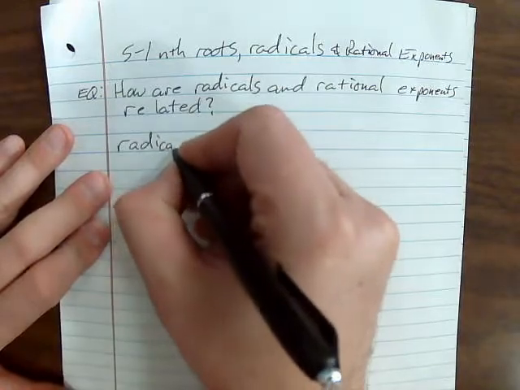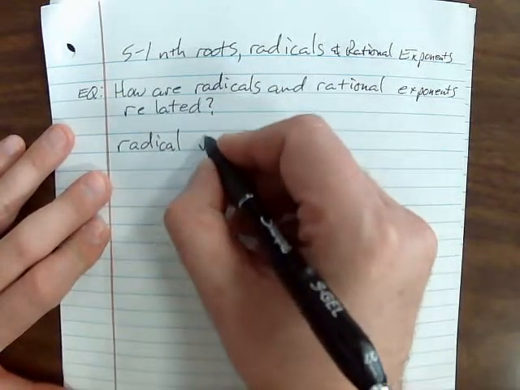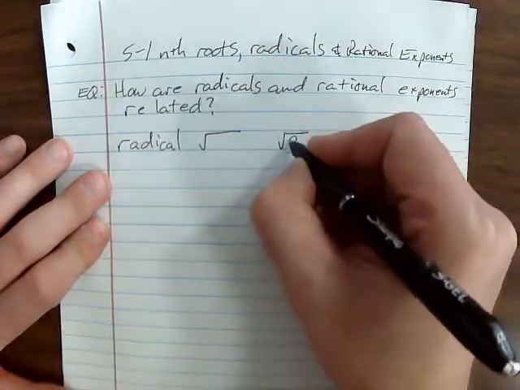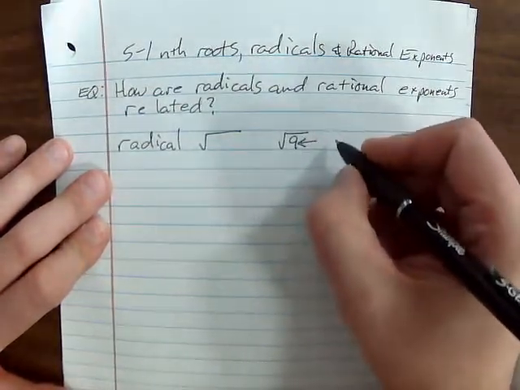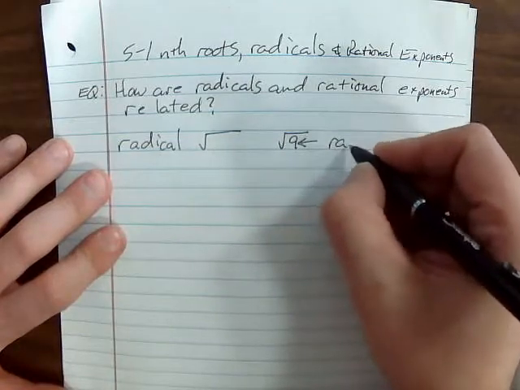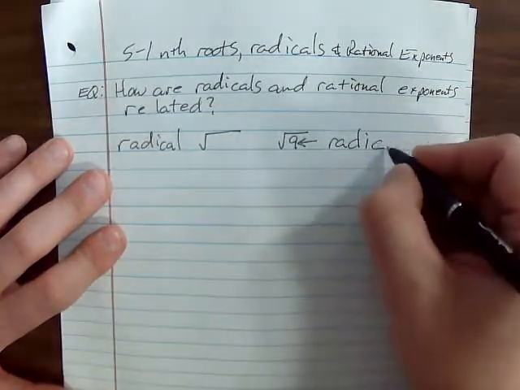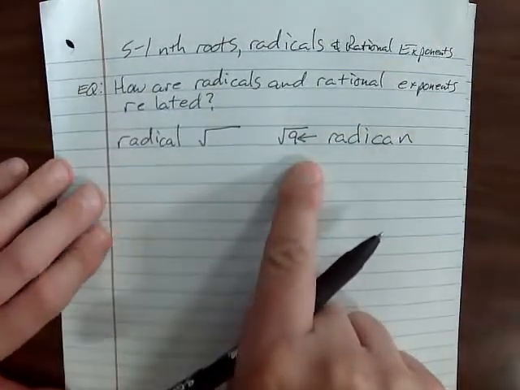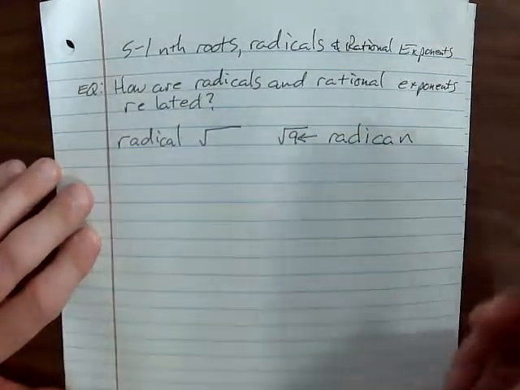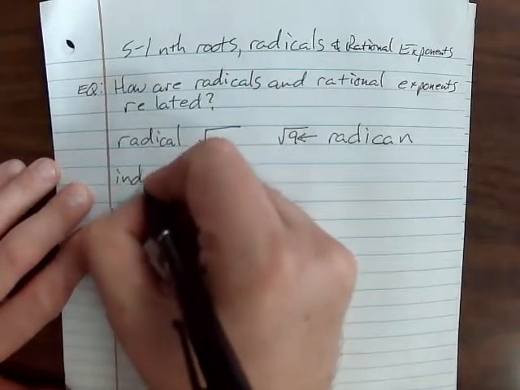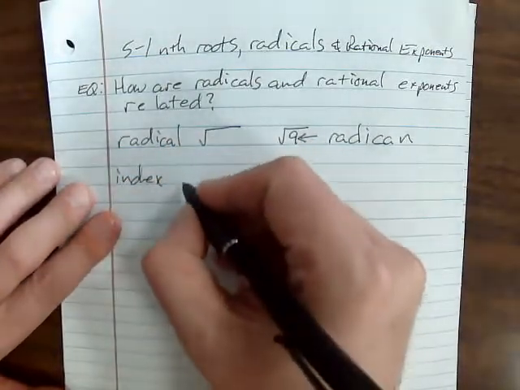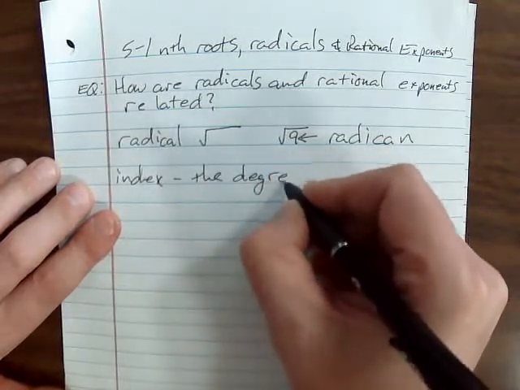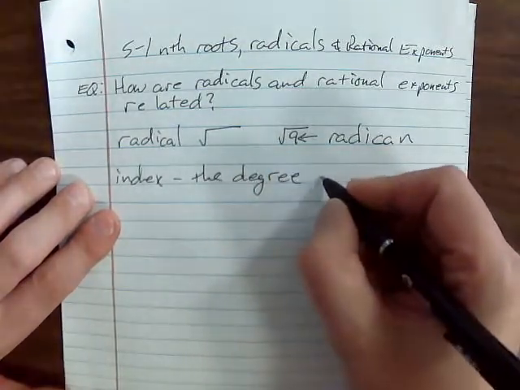First of all, the little check mark thing that looks like this is called a radical. The number underneath it is called the radicand. And that's just the number underneath it. So we have our radical and we have our radicand. Next, we have an index. Index is the degree of the root.